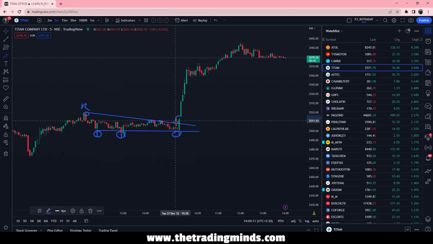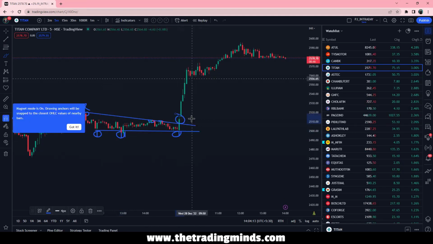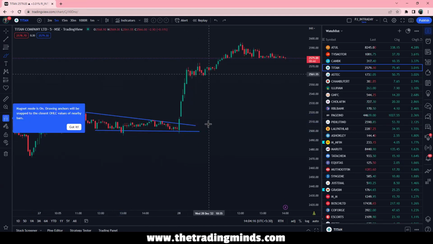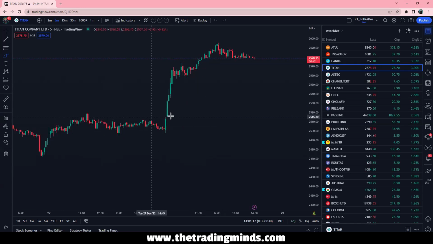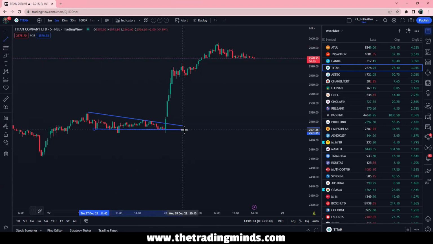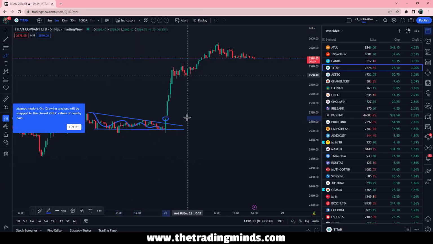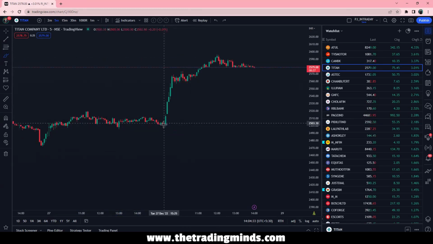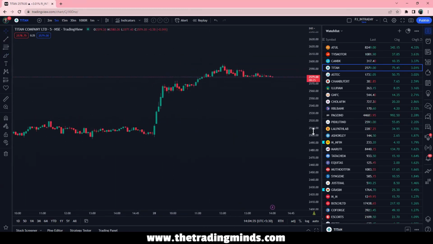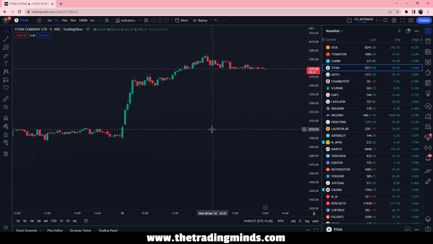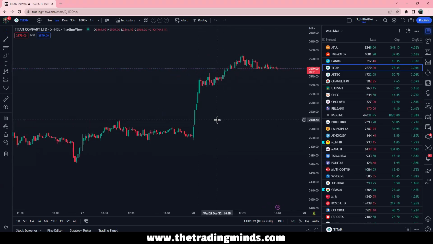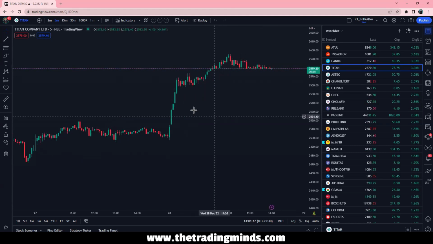This is called a supporting area, right? And there is a breakout of this level. So we take an entry here. So this is according to one of the methods. Or you can also call this a descending channel pattern, or a descending triangular pattern. So it's descending, finally given a breakout here, right? So this can also be traded. It's not the methodology which we are concentrating on right now. I am trying to help you concentrate on which option strike price to trade today.